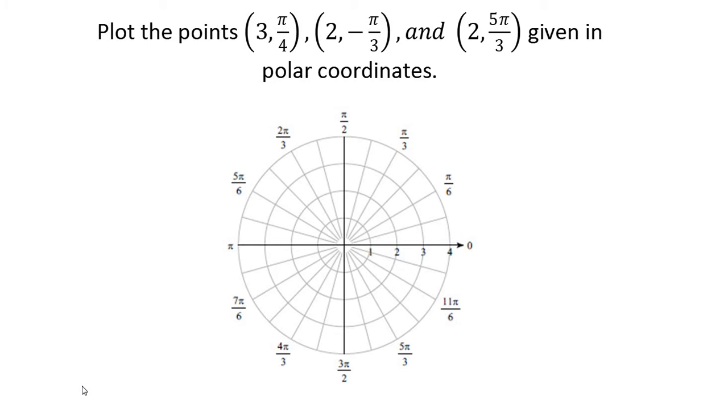So let's plot a few of these. Here's a little example: 3, pi/4. I'm going to do this one in blue. So, where's pi/4? It's right here. And 3, let's just count out. 1, 2, 3. See these little circles? So there, 1, 2, 3.